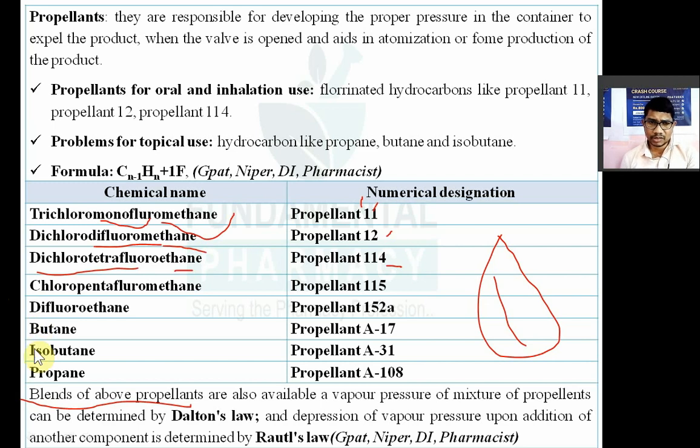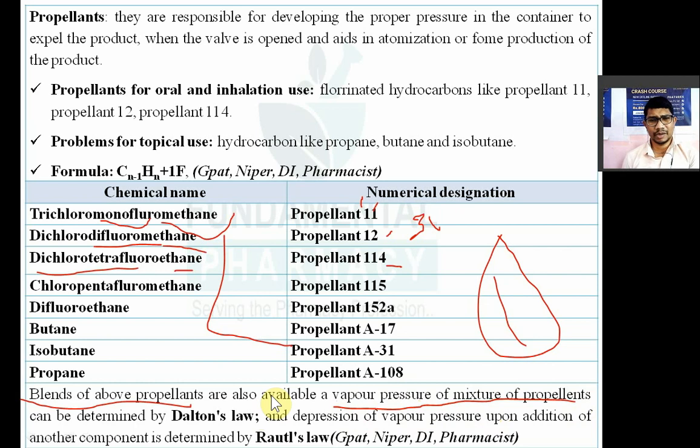Now blends of these propellants they are also available. Blend मतलब क्या है, जैसे combination of the propellant 11 propellant 12 30 to 70, propellant 12 propellant 11 50-50 like that. So such kind of mixtures or blends are also available to get an adequate vapor pressure and all that. Now vapor pressure of mixture of propellants. Now if there is a mixture of propellants, in that case vapor pressure of mixture of propellant is given by Dalton's law. You know.